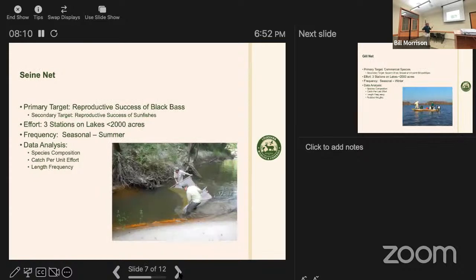All right, we do seines. Seines give us an indication of reproduction of the bass and crappie. When we catch these we just count them. Little bass, little crappie, gives us an indication how much reproduction we get. Also forage. Also, it gives us maybe an indication of some endangered species that we didn't know about.